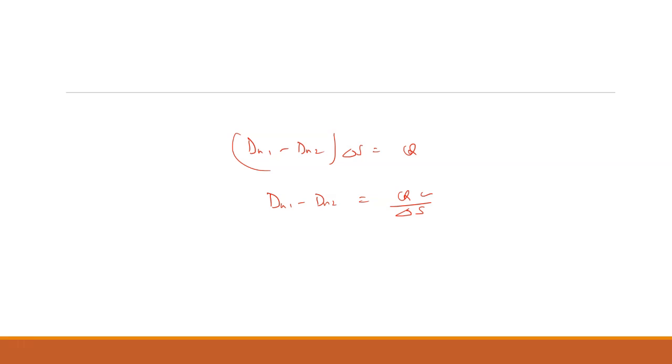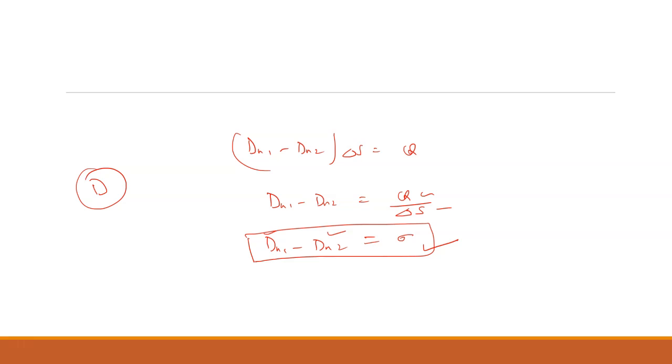Now what is charge per unit area? It is sigma. So Dn1 minus Dn2 equals sigma, so it becomes discontinuous. That is, the normal component of D is discontinuous by an amount equal to the surface charge density. Discontinuous means that Dn1 is not equal to Dn2. So this is all about the third boundary condition, that is related with the electric flux density.